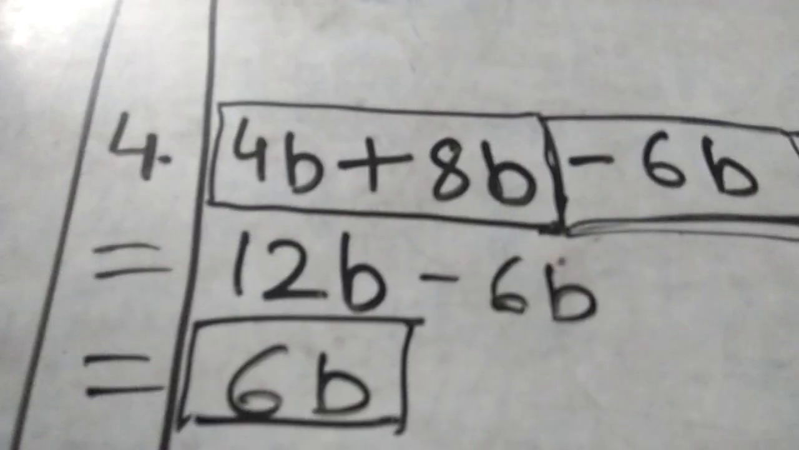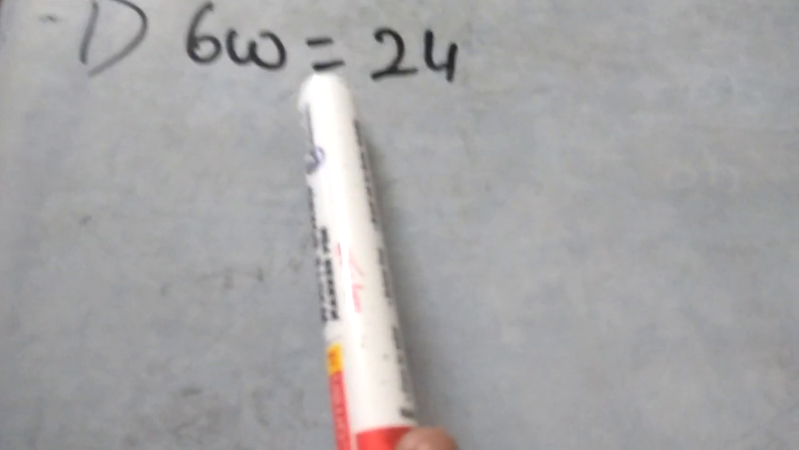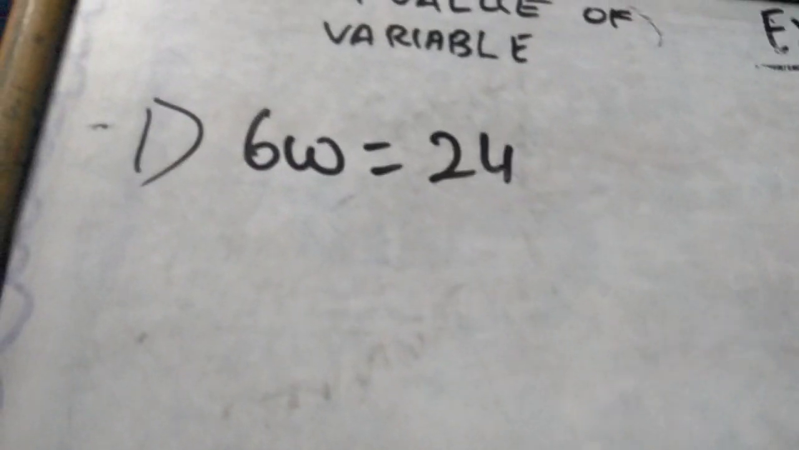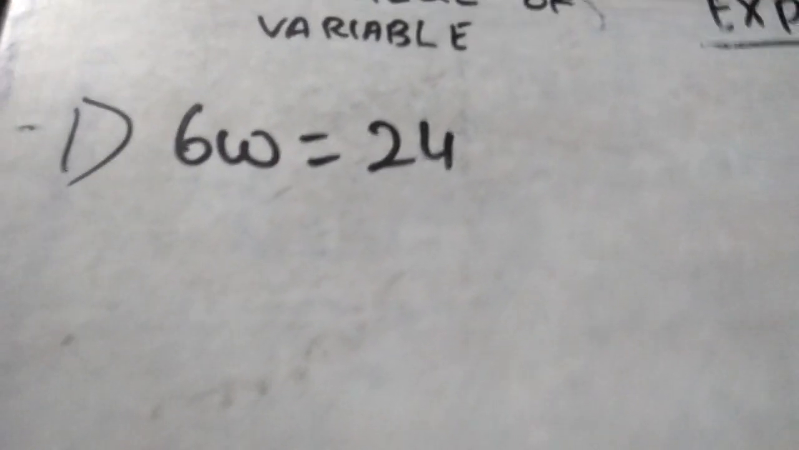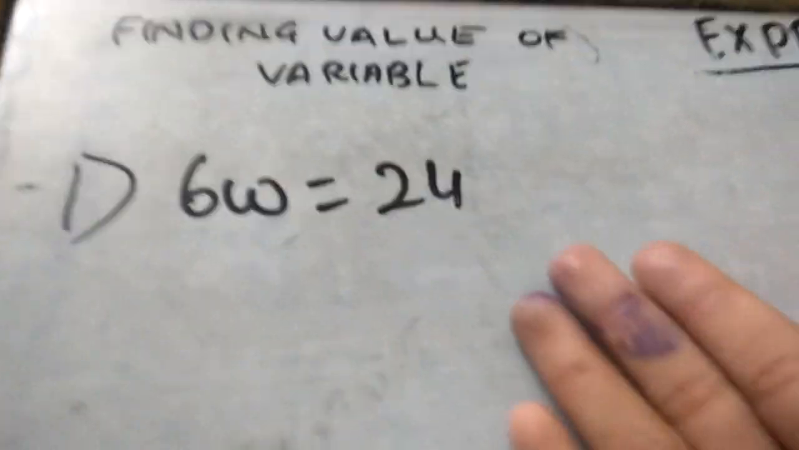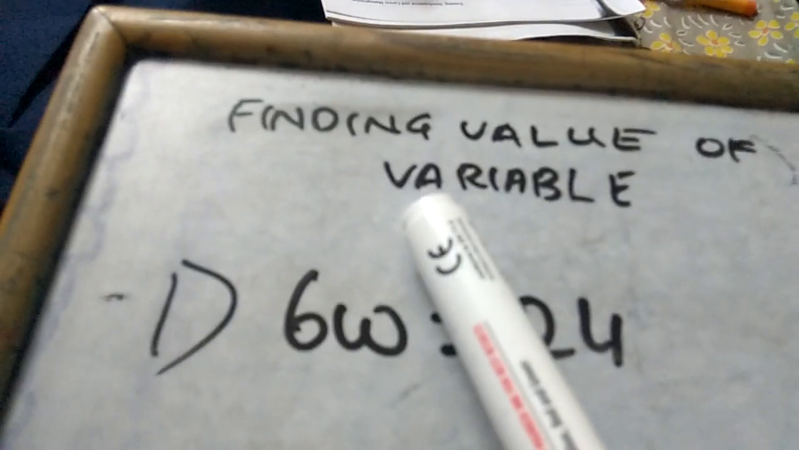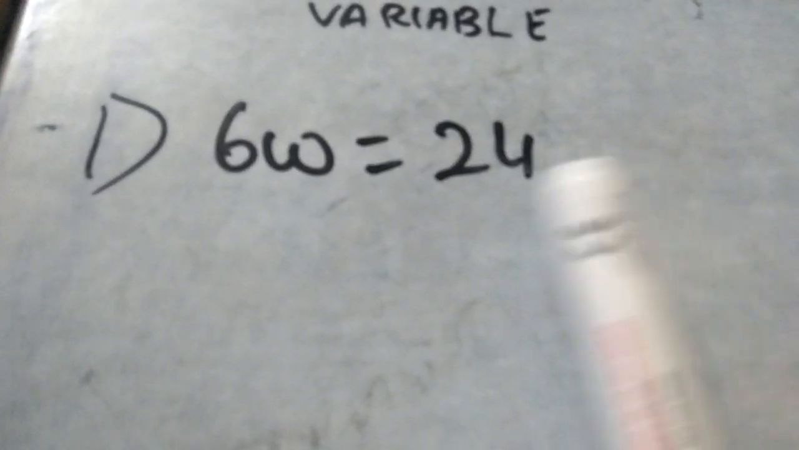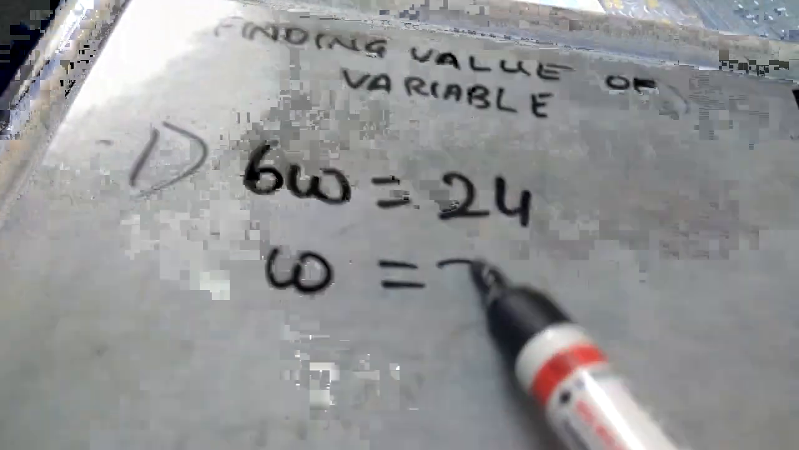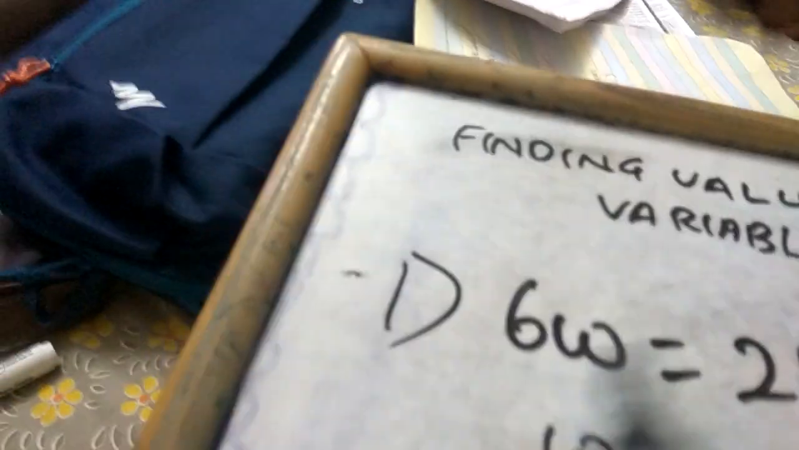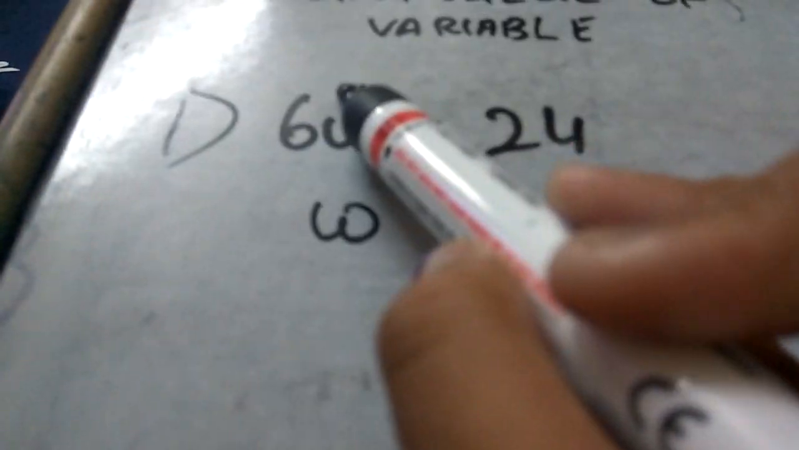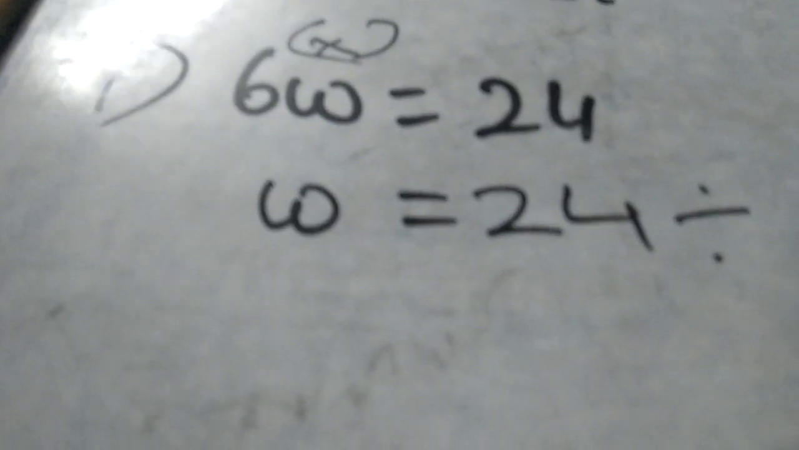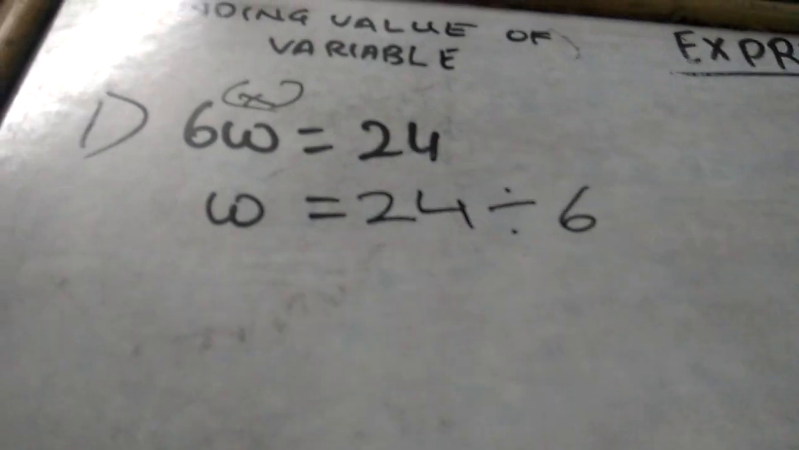Isn't it simple, guys? This looks like nothing. I mean, you must be thinking, what are we supposed to do in this sum? But as it's written up here, finding value of the variable. So what is the variable here? W. 24 remains where it is, and this 6, which is your multiplication, goes to the other side and becomes divide by 6. I hope you are understanding.